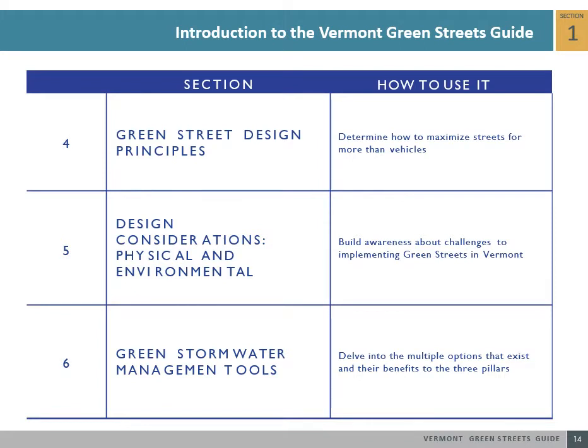The fourth section outlines design principles. In that you will determine how to maximize streets for more than just vehicles. That section is led by Sophie Sauve. She actually leads the next section as well, section 5, which is all about design. In that, you will build awareness about challenges to implementing green streets in Vermont. The sixth section is all about tools. In that section, you will delve into multiple options that exist and their benefits to the 3 pillars of green streets. That section is led by Becky Tharp.